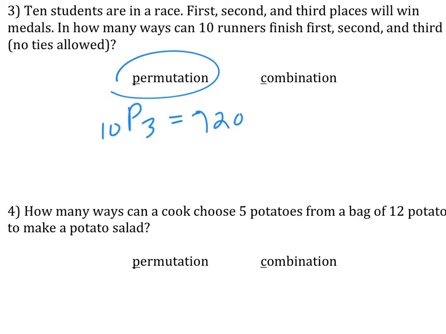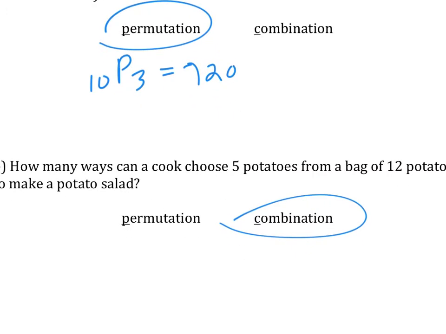Last one. How many ways can a cook choose 5 potatoes from a bag of 12 potatoes to make a potato salad? How many people think permutation? The order of the potatoes matter. This one went in first. Okay, how many people think combination? Order doesn't matter. Very good. Okay, 12C5. Okay, 12C5 is what? Good, 792.